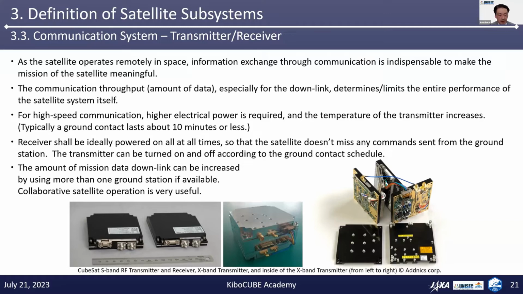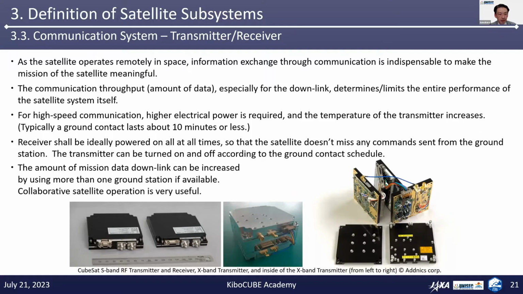For high-speed communication, a higher electrical power is required, and the temperature of the transmitter increases during the communication. And please remember that typically a ground contact lasts about 10 minutes or less. The receiver shall be ideally powered on at all times so that the satellite doesn't miss any commands sent from the ground station. The transmitter can be turned on and off according to the ground contact schedule. This is important to save electrical power for the satellite.